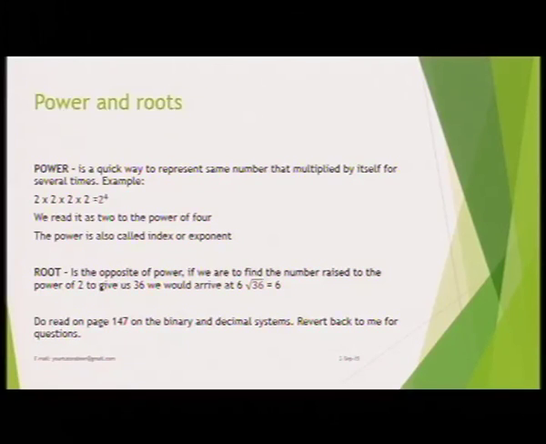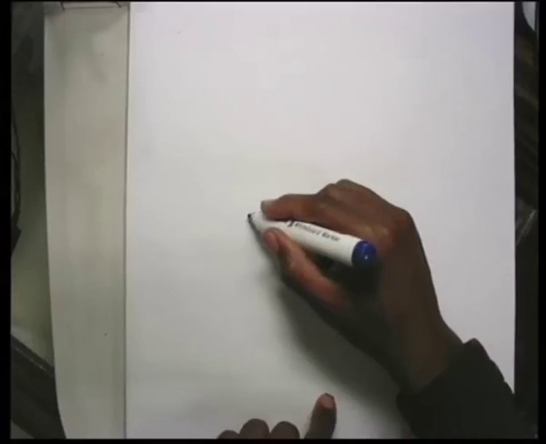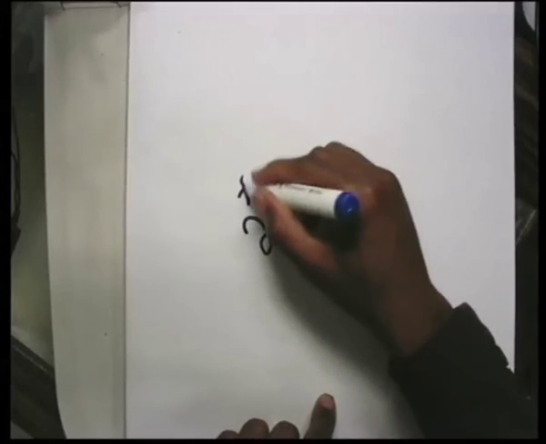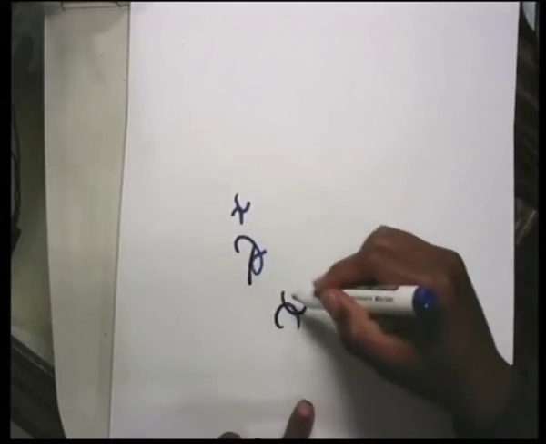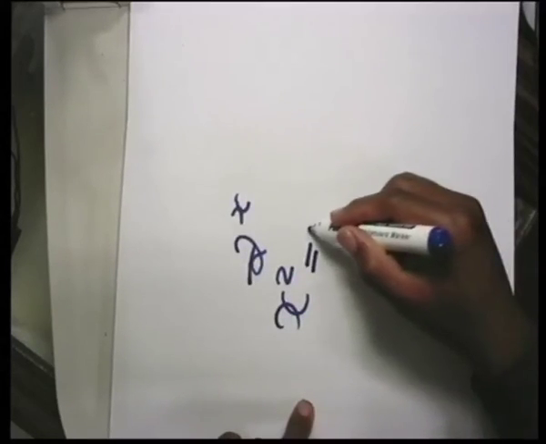Root. A root is the opposite of power. If you are to find the number raised to the power of 2, or the exponent of 2, or the index of 2, to give us 36, we will arrive at 6. Look at the square root. Here we are talking about a number to the power of 2 to give us 36.